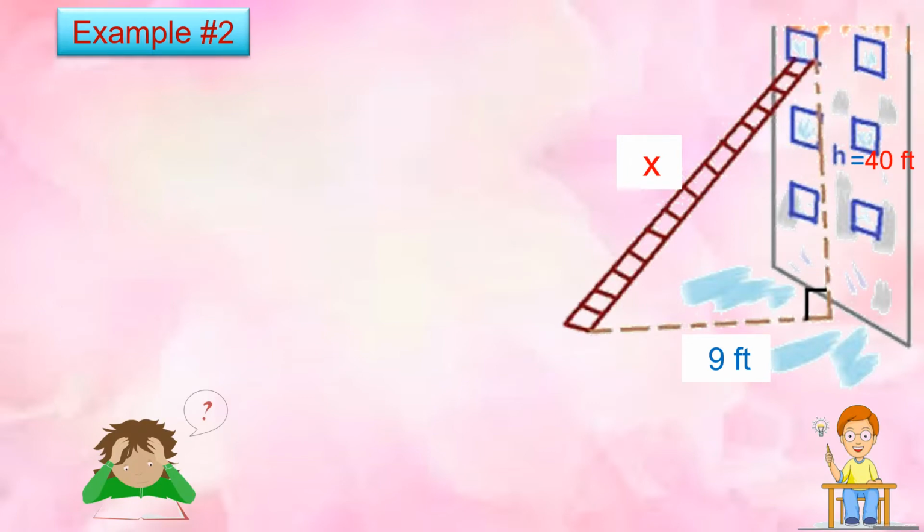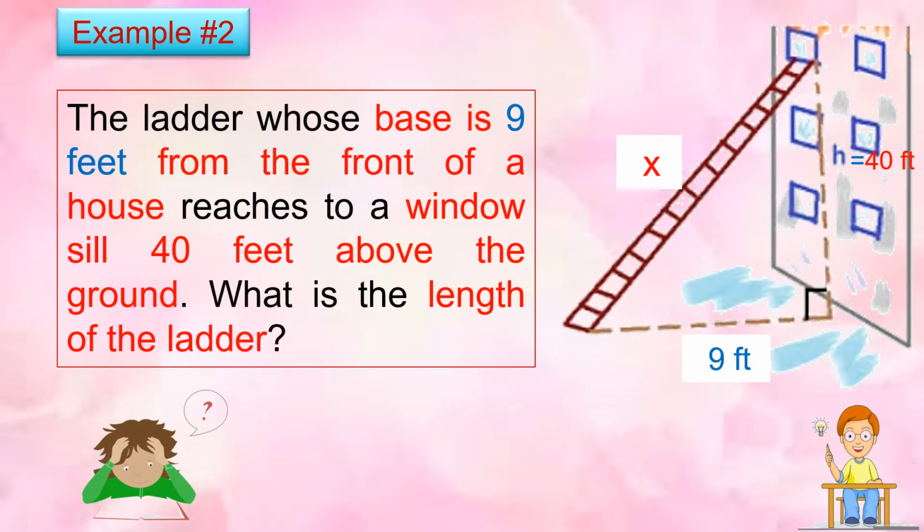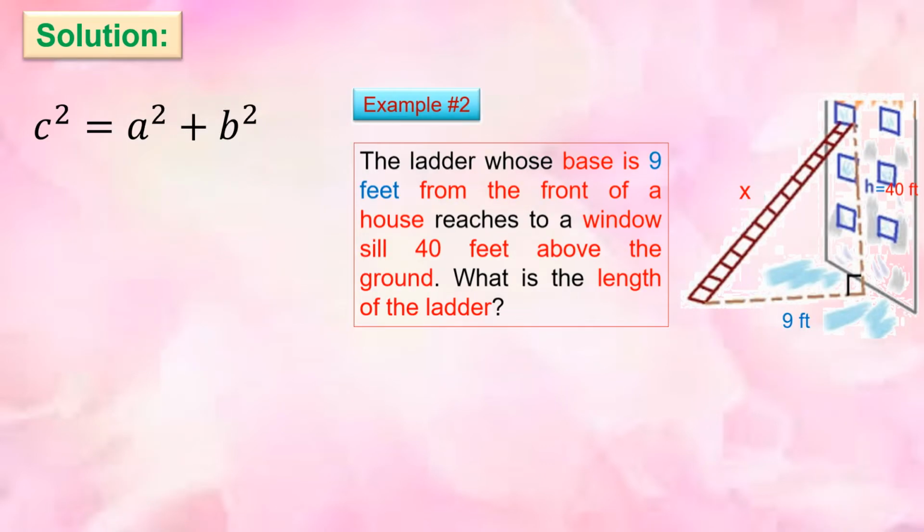Now let us have example number 2. The ladder whose base is 9 feet from the front of a house reaches to a window sill 40 feet above the ground. What is the length of the ladder? So in here, we are going to compute for side x. And to compute for side x, we are going to use the formula c squared is equal to a squared plus b squared, substituting the measurement or the length of the legs.